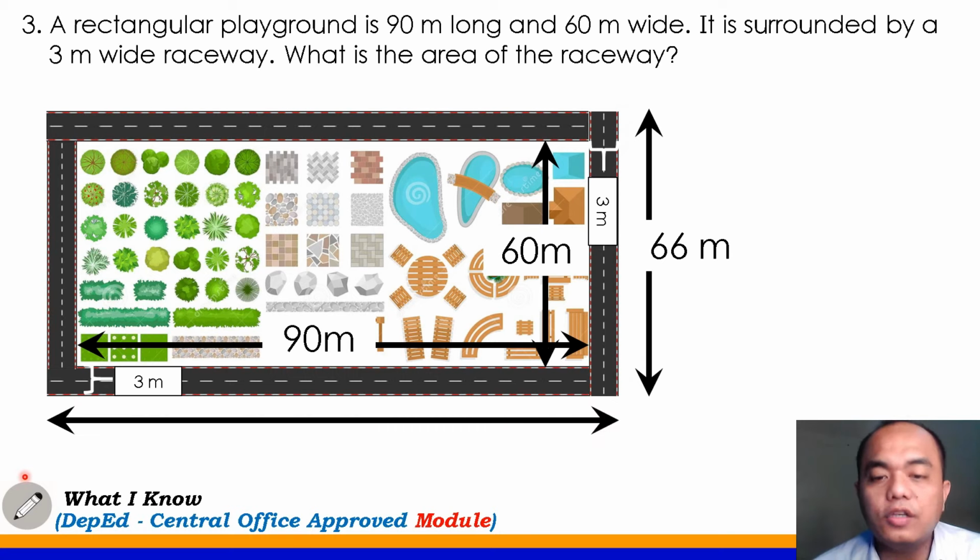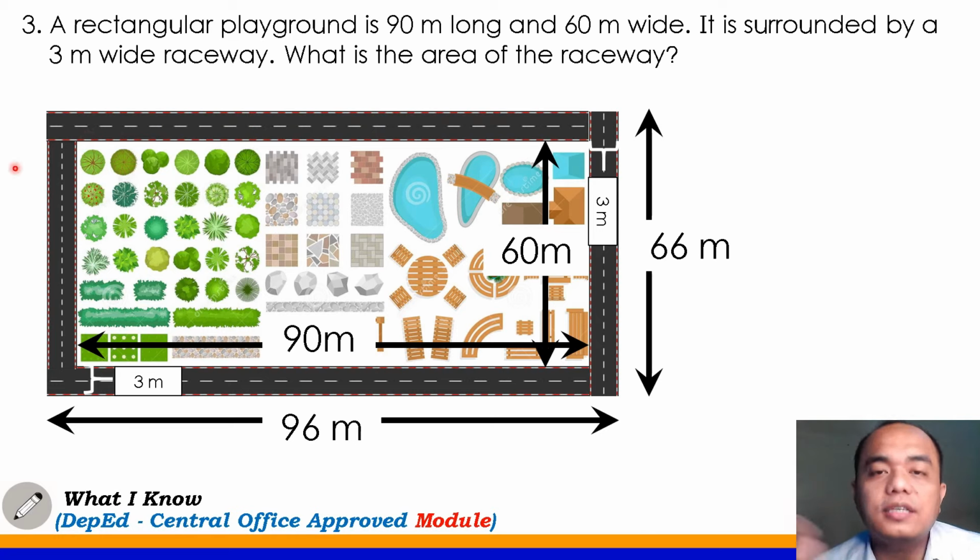Diba? And also our length here. So kung ito, from here, to this point is 90 meters, mag-a-add tayo ng 3 kasi yung width dito, yung wide ng ating raceway is 3. May 3 din dito. So ang kabuang niya dyan will give you 96 meters. Magagamit natin tong mga dimensions na to in solving our raceway here.